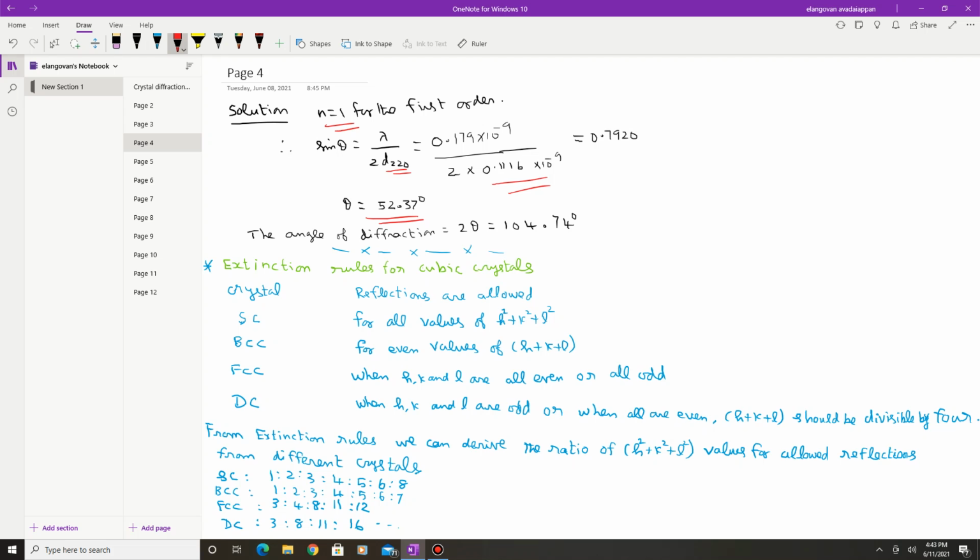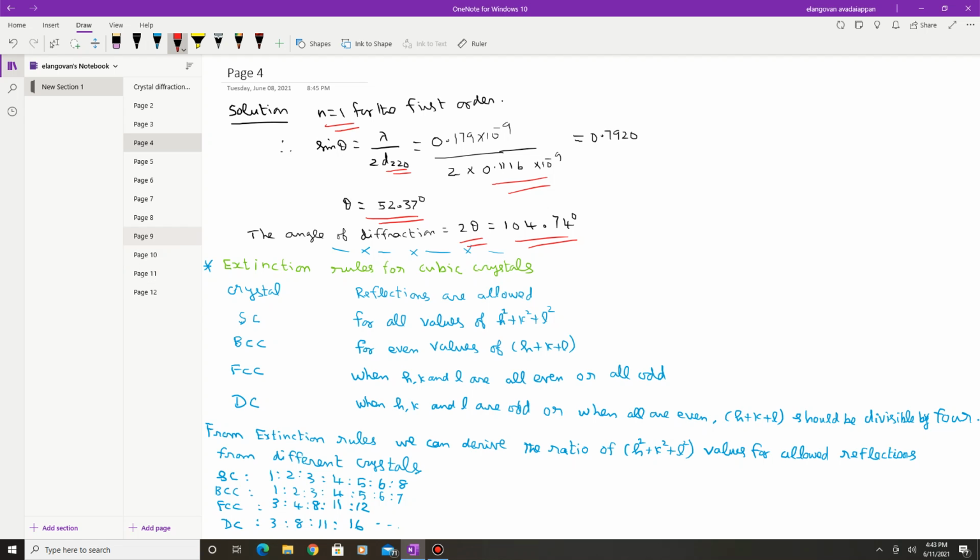The angle of diffraction is 2 theta. So you are asked to find the angle of diffraction. So if you want to find the angle of diffraction, you have to calculate 2 theta, because this theta is a glancing angle. Angle of diffraction is 2 theta.